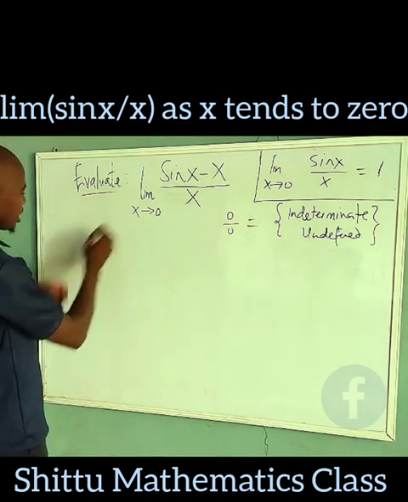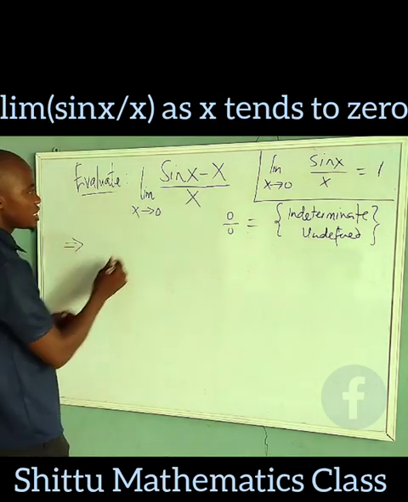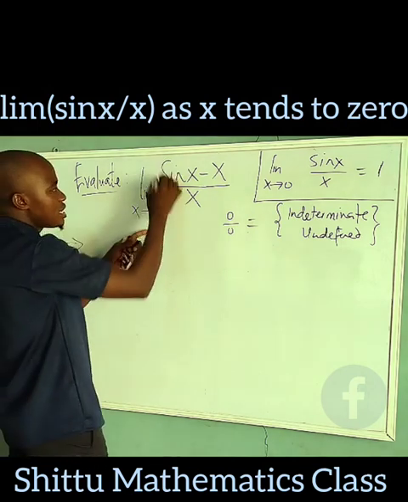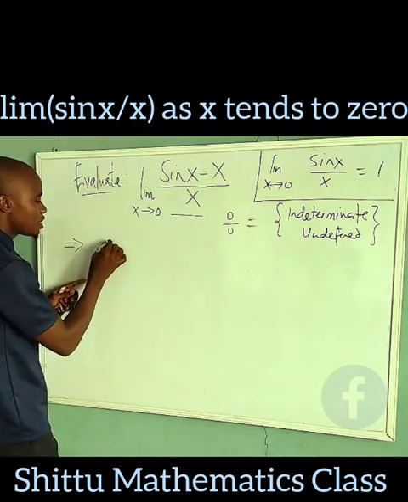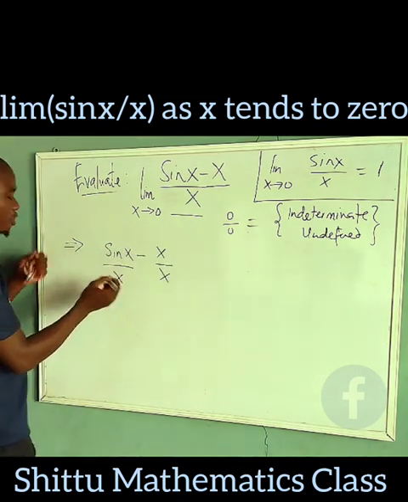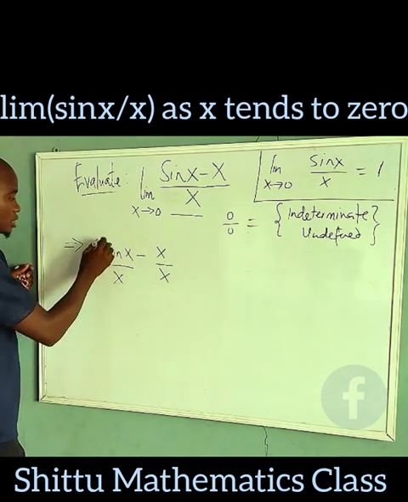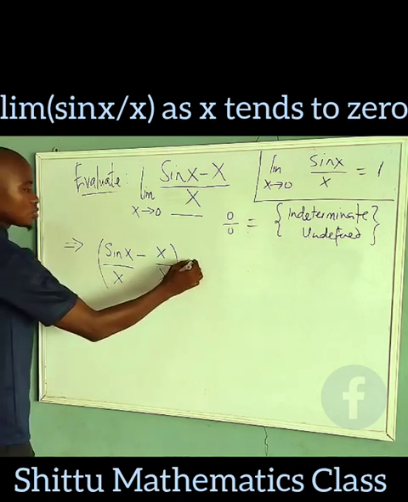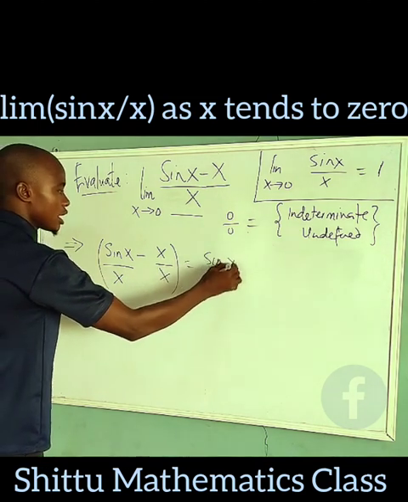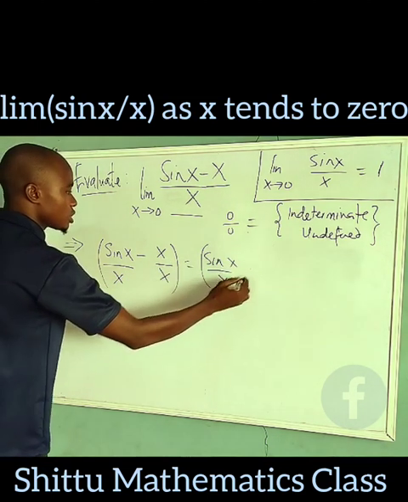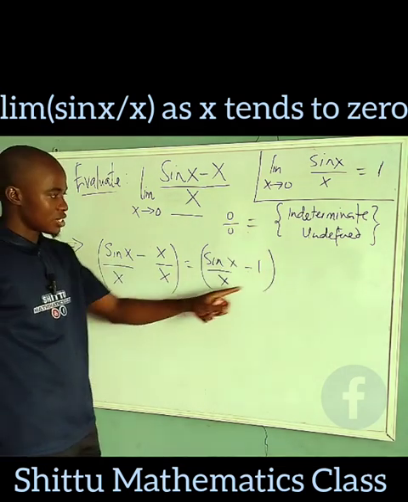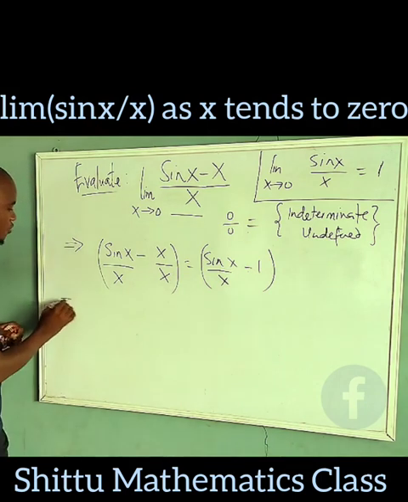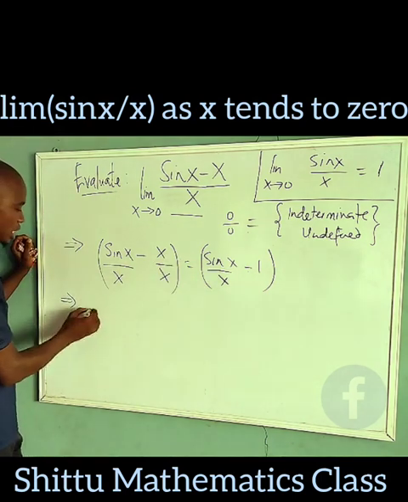So let's see what we are going to do. You can see that the function, before we even put the limit, can be split. This is going to be sin x over x minus 1, because x divided by x gives us 1 here. So therefore we can now put our limits.